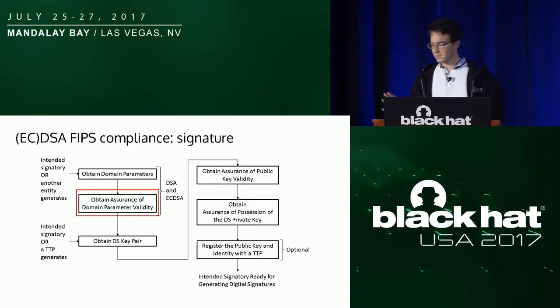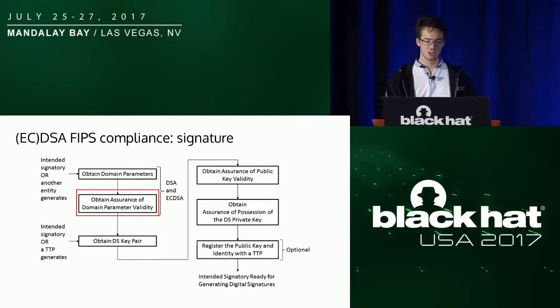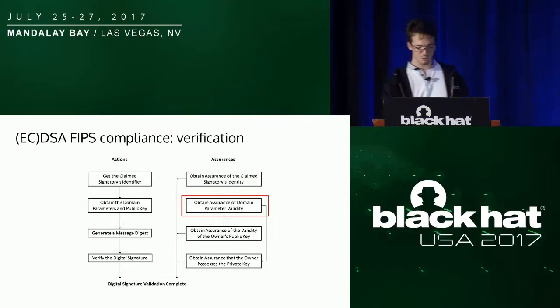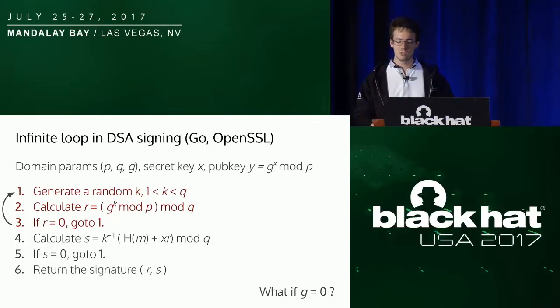So here is a picture from the standard, the DSS, the Digital Signature Standard, which is saying basically that prior to signing, you should obtain assurance of domain parameter validity. That's clearly stated in the standard, and that's also true upon verification. Prior to verifying anything, you should obtain assurance of domain parameter validity, otherwise you can't validate the signatures. So not all libraries are doing that.